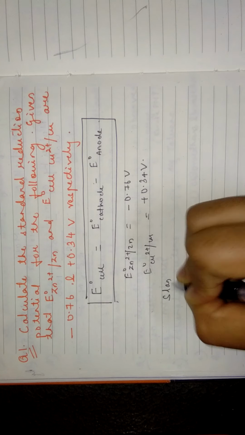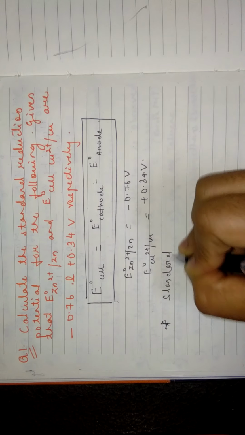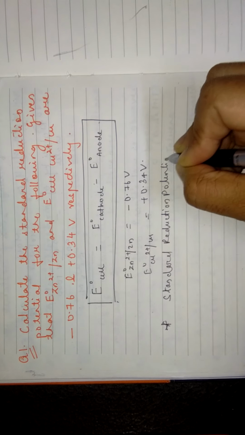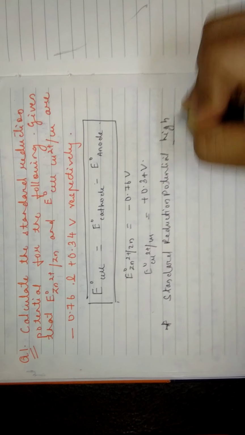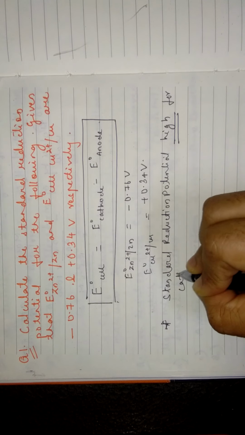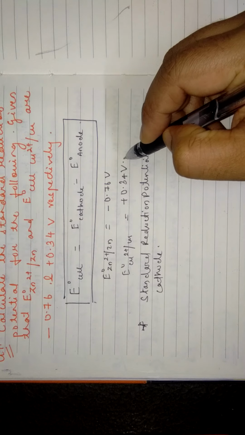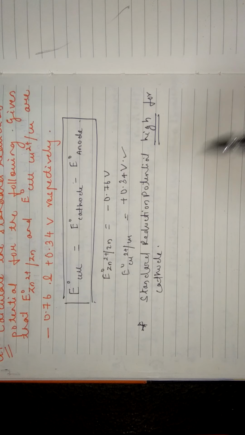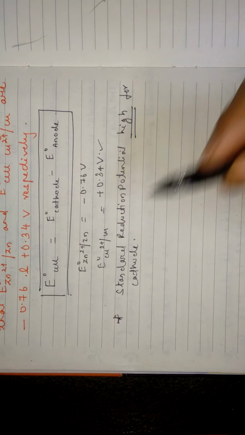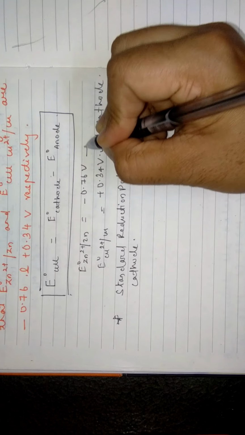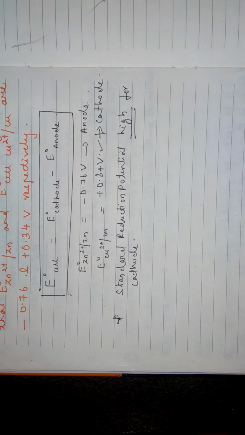You should know, make it as a point, that the standard reduction potential will be high for the cathode and lower for the anode. So in these values, out of minus 0.76 volt and plus 0.34 volt, which one has a higher standard reduction potential? Copper has a higher standard reduction potential. So copper will be our cathode, and the one which has a lower reduction potential will be our anode.